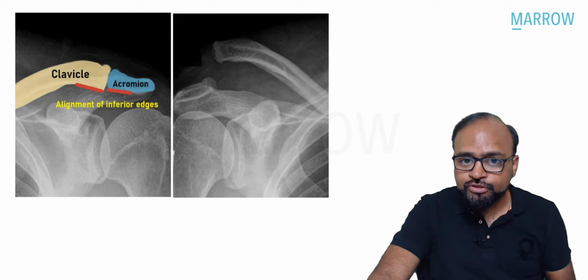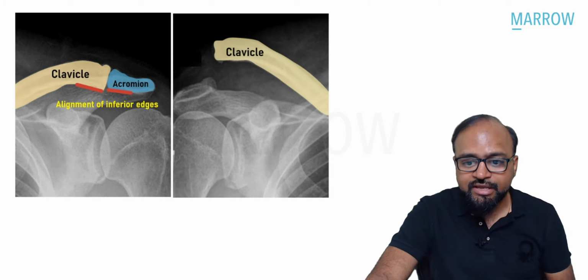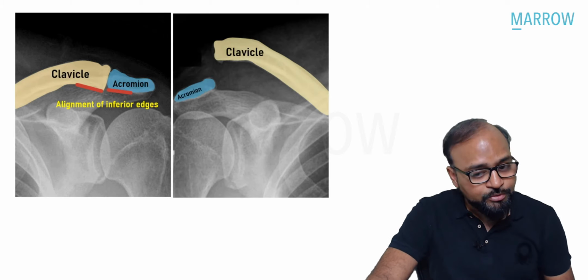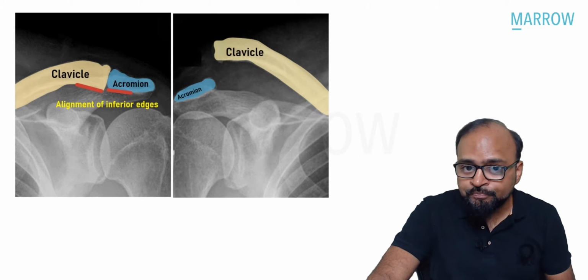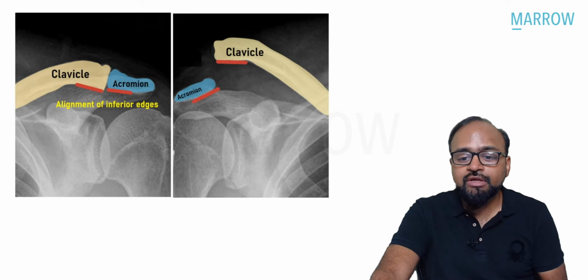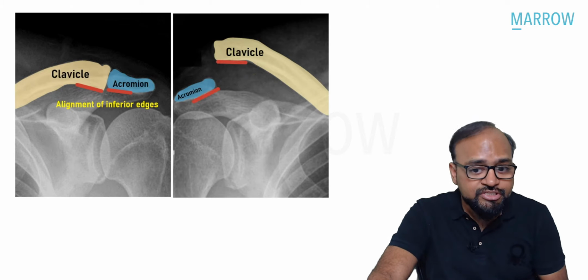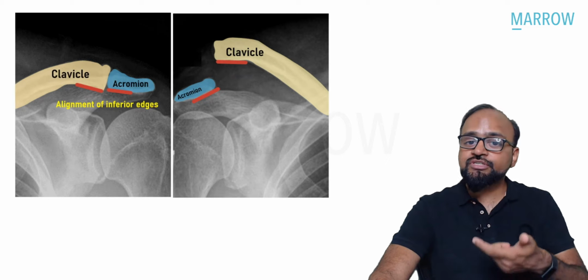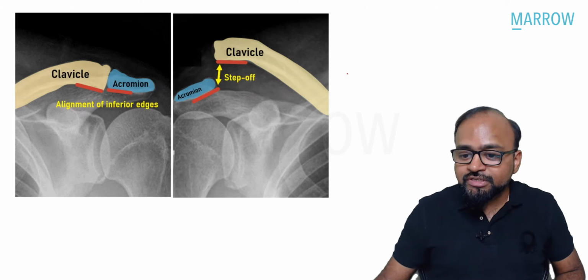Look at the X-ray which was given in your exam. I can see the clavicle, I can see the acromion, but are they aligned? No. If I draw a line at the inferior edge of the clavicle and the acromion, I can see that there is an obvious step off, and this obvious step off is telling me that what is the diagnosis here?